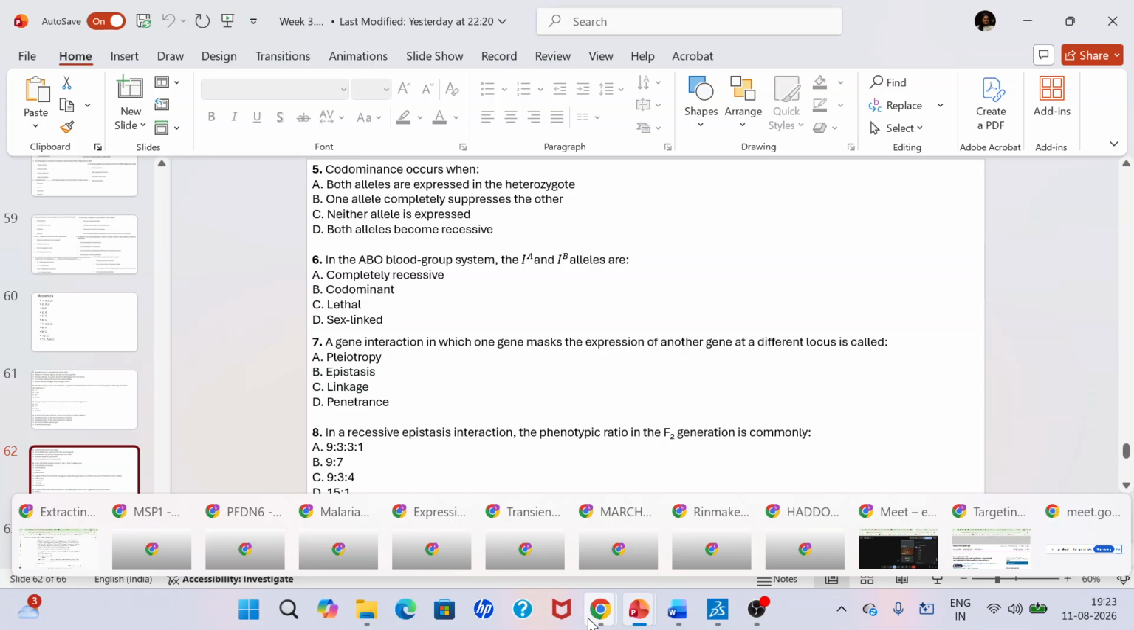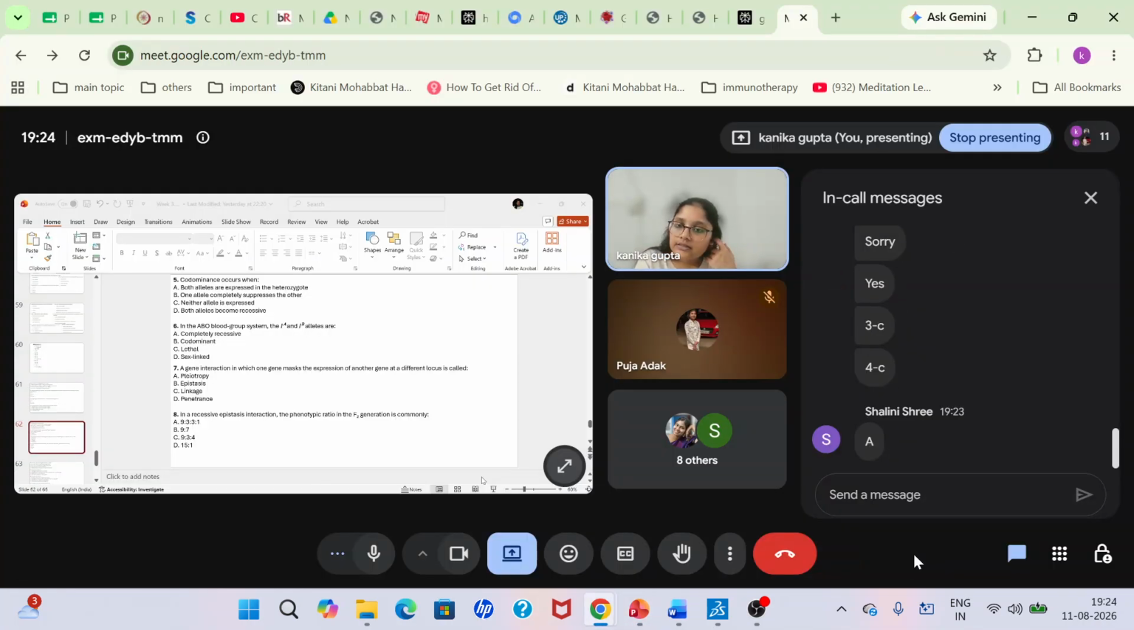Codominance occurs when. Yes. Both alleles are expressed in the heterozygote. In the ABO blood group system, the IA and IB alleles are. I told you guys, what is that? Codominance. Yes, it is codominant.